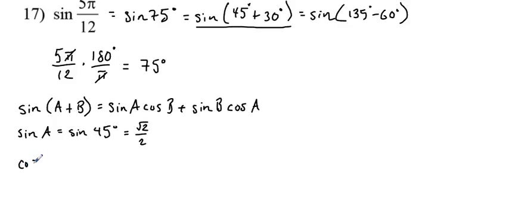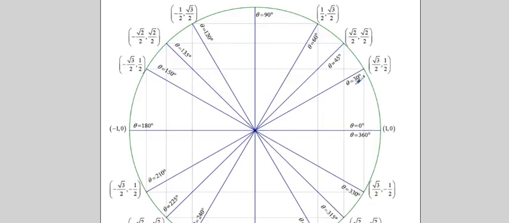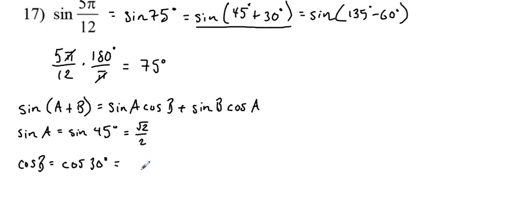Next up, cosine of B, so the cosine of not 45, but the cosine of 30 degrees. So let's go to 30 degrees on the unit circle. At 30 degrees, the coordinates are radical 3 over 2, comma 1/2. The x-coordinate is the cosine, so the cosine of 30 degrees is radical 3 over 2. 1/2 would be the sine, which we're going to use in just a minute. So the cosine of 30 degrees, I will put radical 3 over 2.